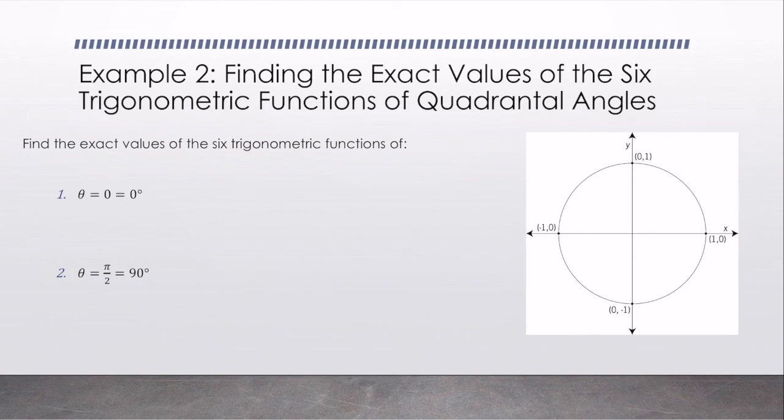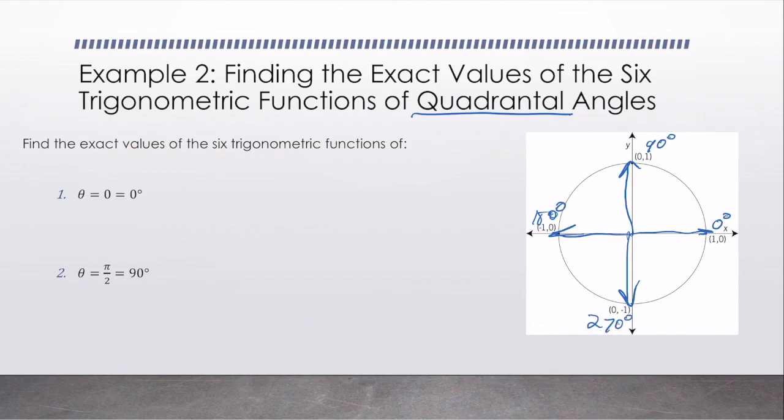So let's find the exact value of the 6 trigonometric functions of quadrantal angles. Remember that quadrantal angles are angles whose terminal rays lie on an axis. I've got my initial ray, and my terminal ray is on an axis. So there are only 4: 0 degrees, 90 degrees, 180 degrees, and 270 degrees.